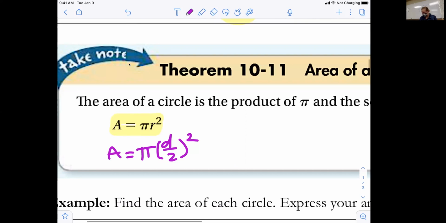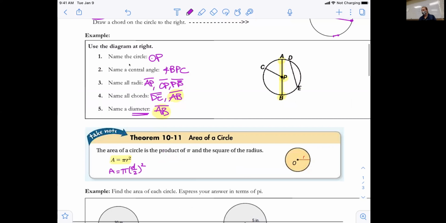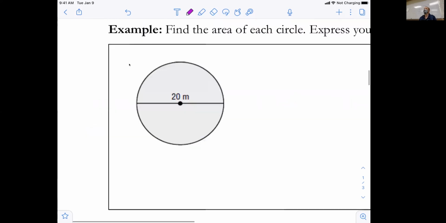All right, let's do these examples pretty quickly. I need one person to help me with this one. Who's got me? Find the area of this circle. Area equals pi r squared. Emma, help me out. Good. Let's go even slower.